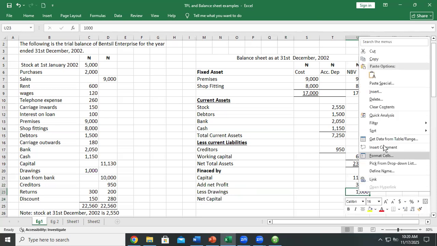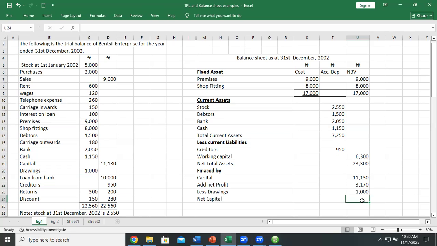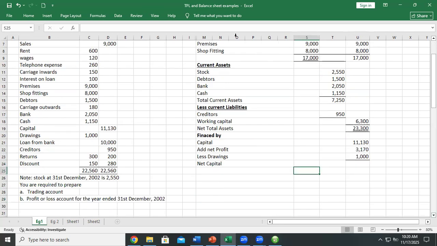So please, someone should punch the calculator for me. 11,130 plus 3,170 minus 1,000. If you have the figure, you can give it to us. Okay, please go ahead. It's 13,300. Great. That's your net capital or your closing capital.